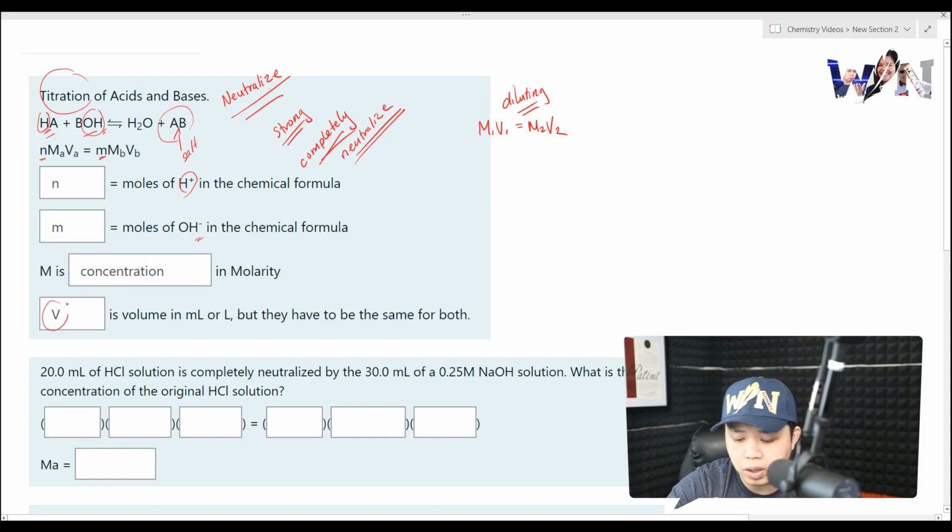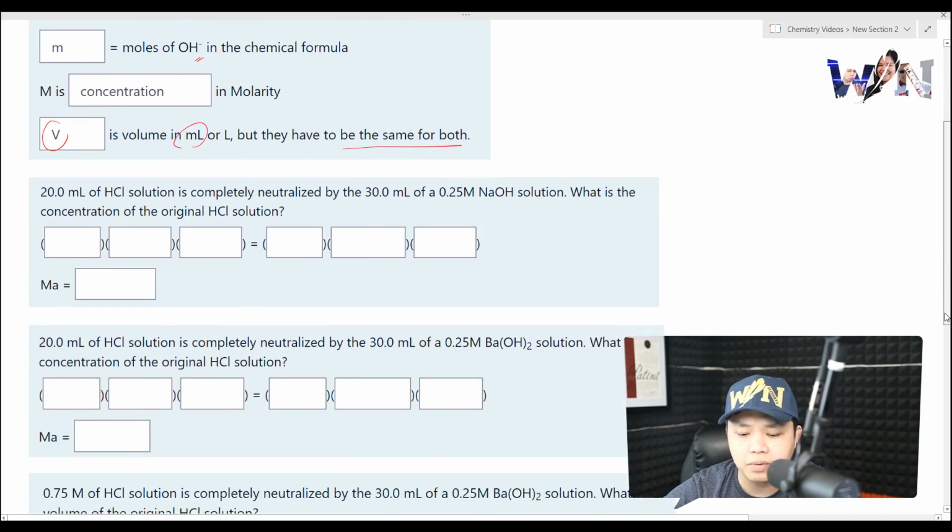And volume, this is where it gets really tricky. Volume, remember, because we use this equation, we don't have to worry about converting our volume from milliliter to liter. We just have to use whatever is given to us. The key is that they are consistent or the same on both sides. So that's the logic of using this equation. So make sure you memorize this, okay? Very important. It makes your life a lot easier.